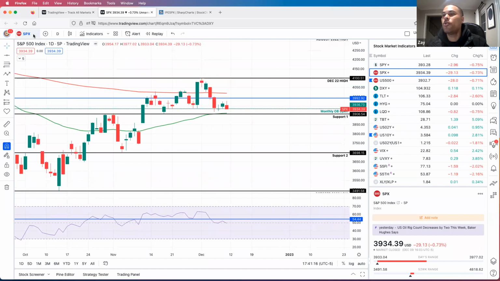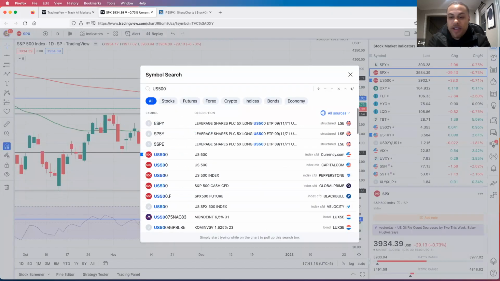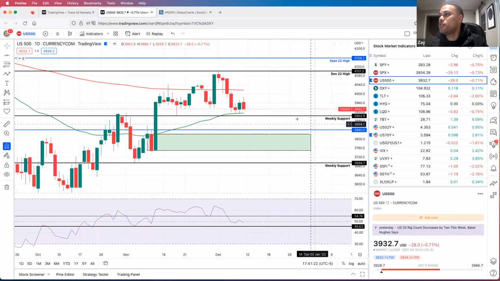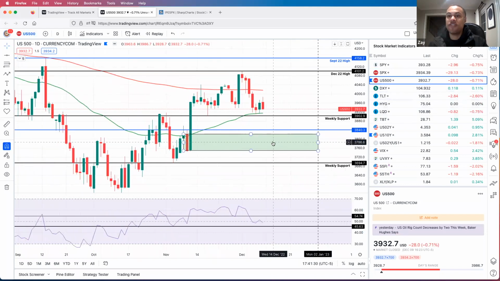Well, actually, you know what? I'm going to have to use US 500. Sorry, I have to use a different ticker, but the levels are the same. SPX and US 500 are almost identical. So this is how I use US 500 to gauge SPX.